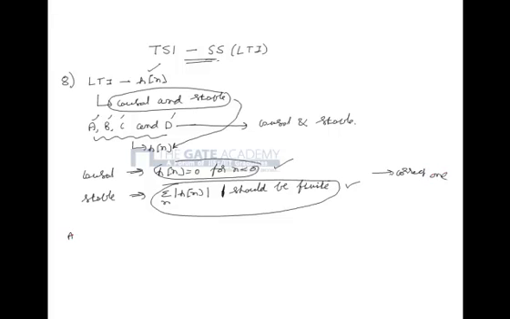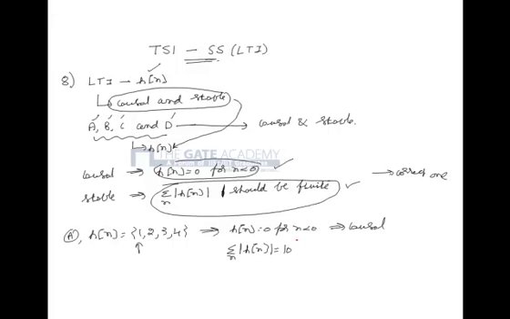So as per option A, h of n is equal to 1, 2, 3, 4. This corresponds to n equal to 0. Here we see that h of n is equal to 0 for n less than 0, so it's causal, and also sigma n mod of h of n is equal to 10, that implies it is stable.